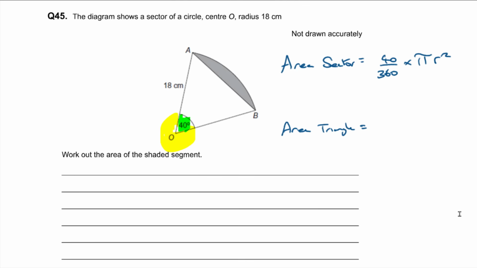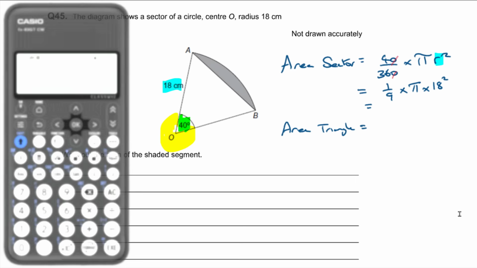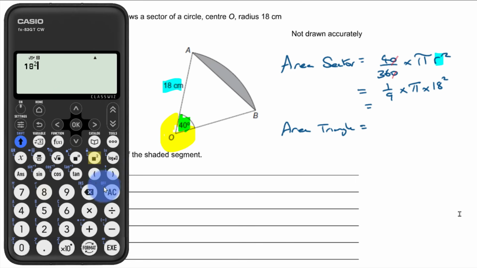So 40 360ths of pi r squared, where r is the radius, which is 18. Okay, so that's going to be, well, 40 over 360. I'm just going to cancel that down a little bit. So that's 4 over 36, dividing top and bottom by 4. So that's 1/9. So that's a ninth times pi times 18 squared. Okay, so what's that then? I'm just going to leave it in terms of pi, so I'm just going to do 18 squared divided by 9 for now. Okay, so that's 36 pi.